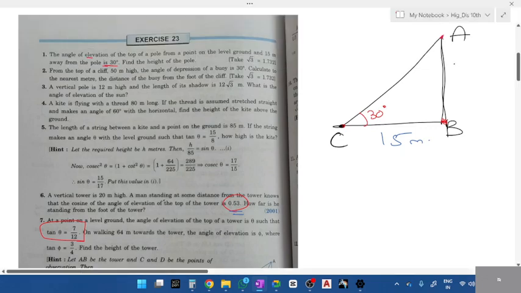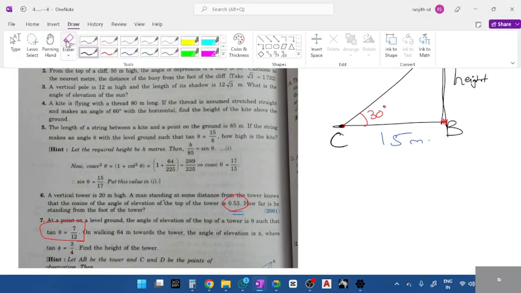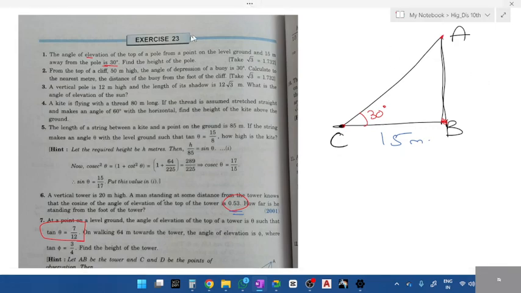Height of the pole. Let me write it as height, H-E-I-G-H-T, height of the pole. Or if you want, whichever we need to find, take it as x. Better take it as x.